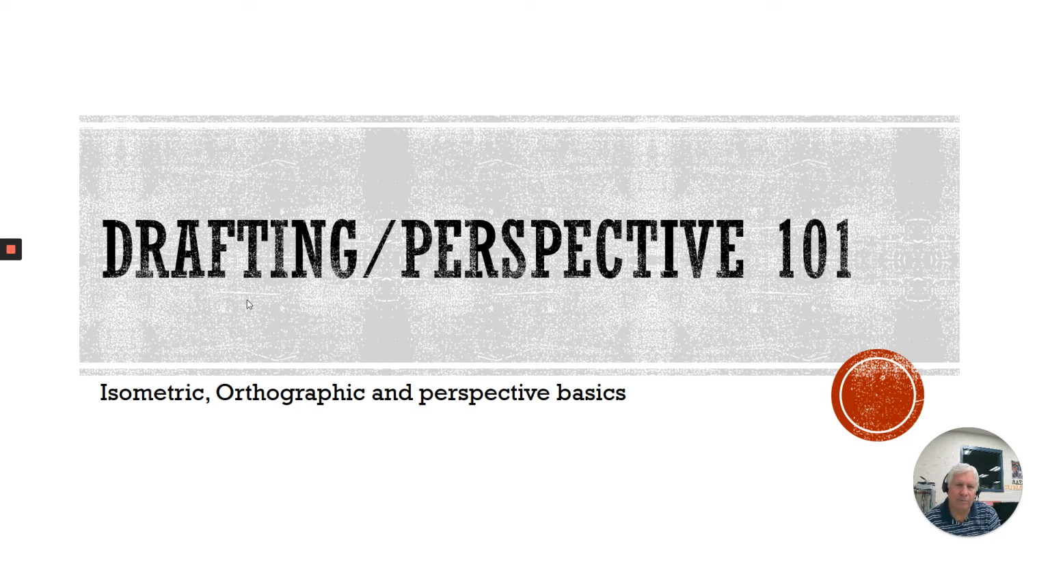All right, first of all, we're going to be talking about drafting and learning some perspectives. Now, drafting perspectives 101, anytime you see something with a 101 on it, that means it's probably the beginning course. So we're talking about isometrics, orthographics, and perspective basics. Now, those are kind of interesting words. Isometric and orthographic and perspective are three different types of drawings that will help you as an individual or as a builder to see what it is that the person wants to have built.